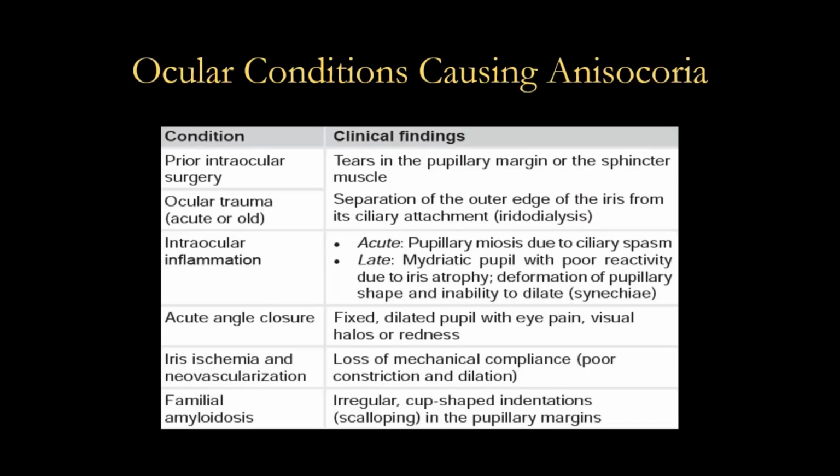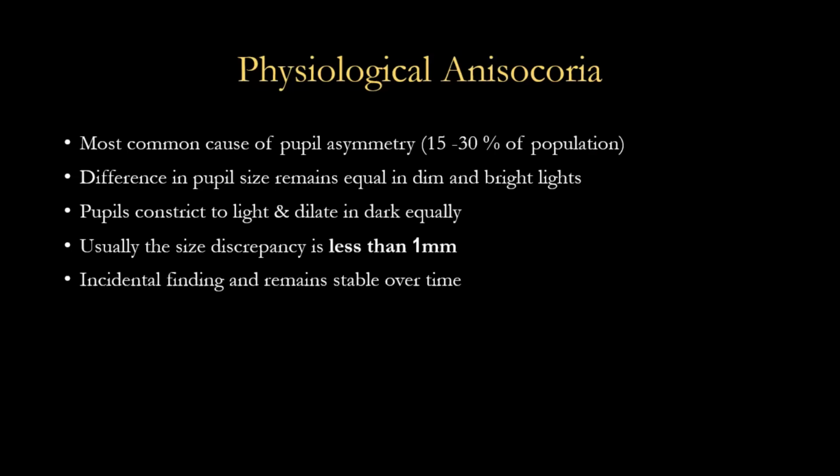First, we should rule out ocular conditions causing anisocoria, like tears in the pupillary margin. We should rule out signs of any intraocular inflammation or signs of acute angle closure glaucoma. The first and most important thing is to rule out physiological anisocoria, because that's the most common thing that we see in our OPD.